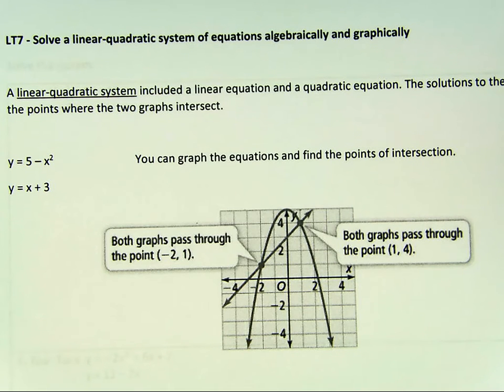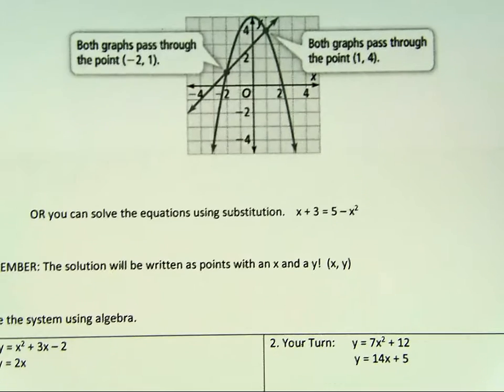So remember that the answer is going to be 2 points, an x and a y. So you might think you're done because we're going to substitute and you might find x or 2 x's, but remember those 2 x's are just x's to 2 points, and then you have to plug them back in to find the y's. So let's get started.